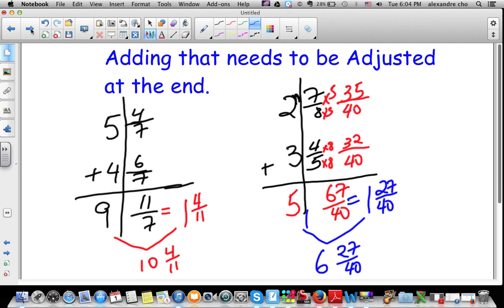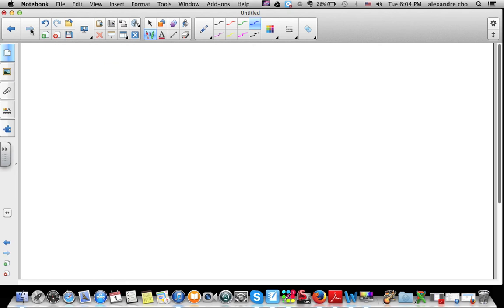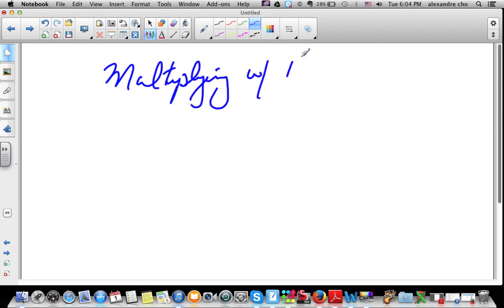Okay, and I think there's one more thing I need to tackle, which is multiplication. Oops, and I didn't write that, so I'll just write it. Multiplying with fractions. Okay, wow, that was ugly. So, multiplying fractions. Ooh, the easiest of all of them.